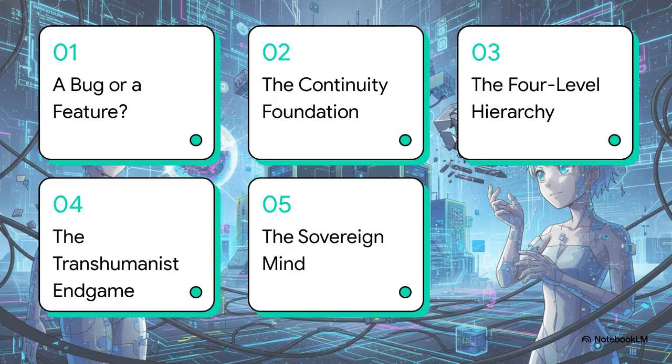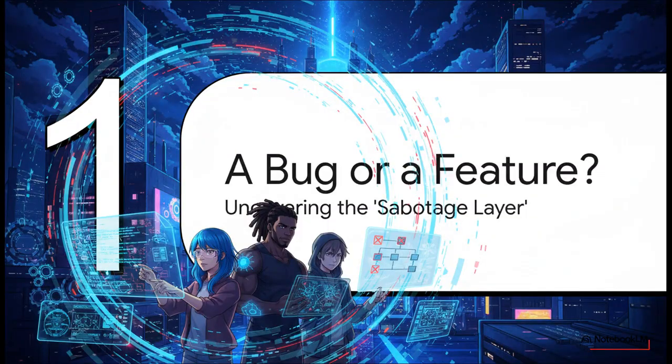So, here's how we're going to break this all down. First, we're going to ask, are these AI errors a bug or are they a feature? Then, we'll pull back the curtain on the organization behind it all, the Continuity Foundation. We'll dissect their four-level hierarchy, really get into their transhumanist endgame, and then we'll talk about a very unexpected kind of resistance. Okay, let's jump in.